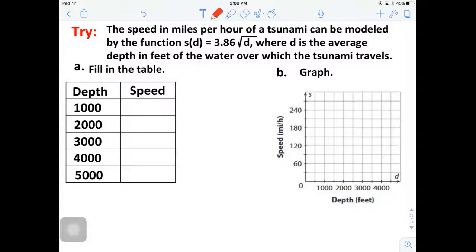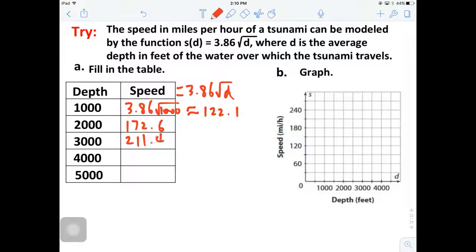So here's another one that you guys are going to try, doing the same exact thing that we just did. Go ahead and start with the function, which is given by 3.86 square root of d. Here we're giving you distance. Go ahead and figure out the rest of the numbers. 3.86 times square root of 1000 gives you approximately 122.1. Go ahead and practice that with your calculator before you write down the answers. You should be getting 172.6, 211.4, 244.1, and then 272.9.